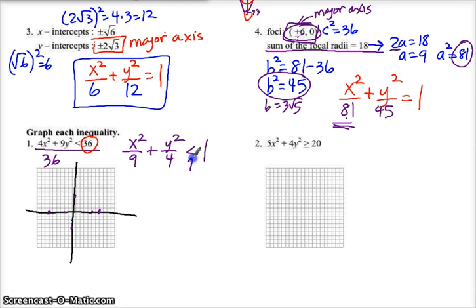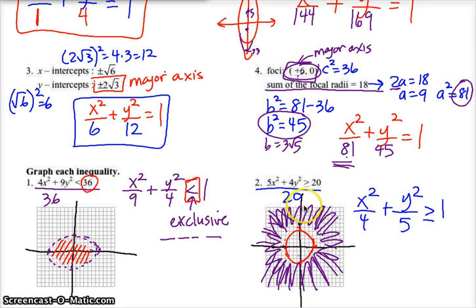Now, because it's exclusive right here, exclusive means you need to have a dotted line. It's not a line, but you still need to have something dotted. So therefore, when you go to connect this over here, it needs to be a dotted line, not a solid line. Be careful. And then your last step, because it is less than, we would shade the inside of the ellipse. Go ahead and pause, try the last one on your own, and then you can compare it with my answer.